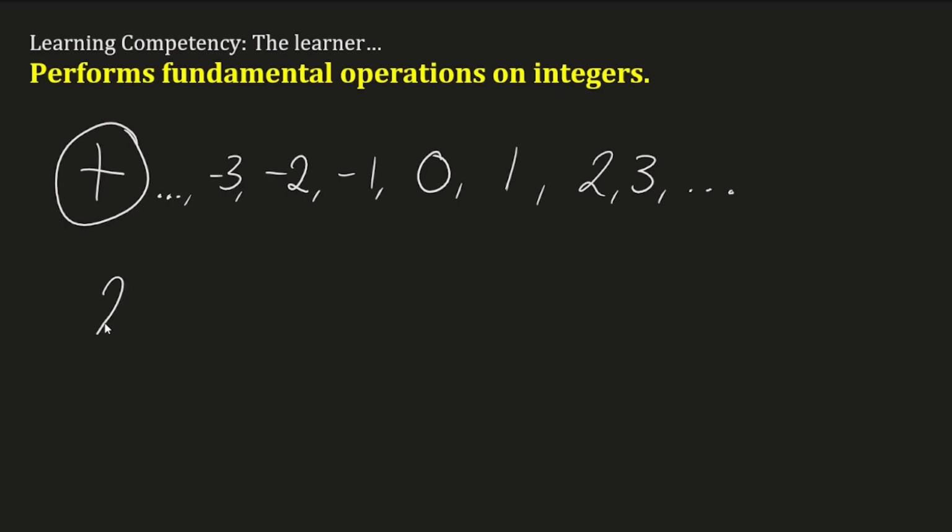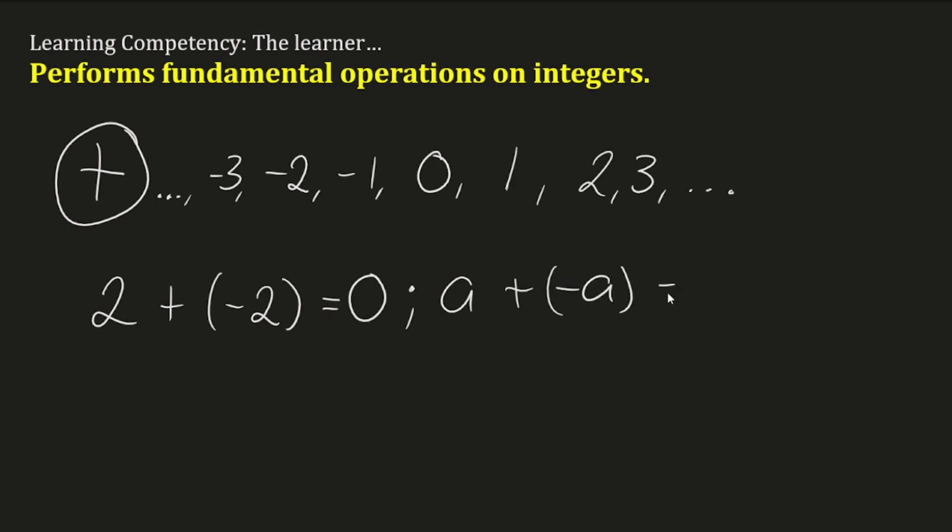When you take an integer and add its additive inverse, you will always get 0. A more generalized notation would be: an integer a plus its additive inverse, negative a, will always give you 0, where a is an integer.